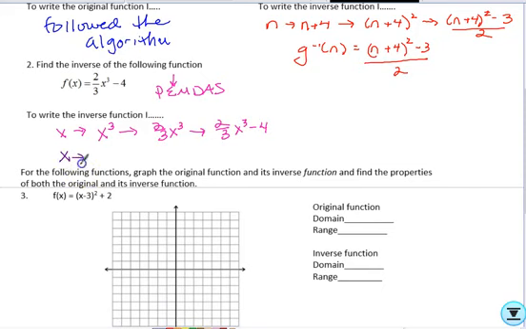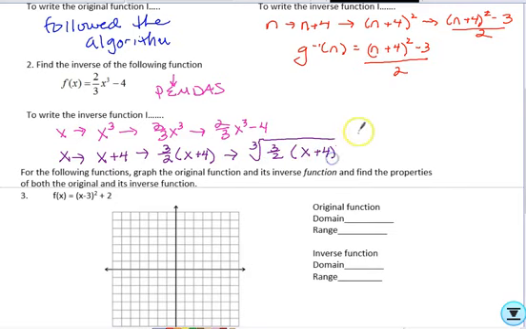So my inverse, to undo subtract 4, I add 4. I'm not going to divide by 2/3. We are not going to divide by a fraction. To undo multiply by a fraction, we multiply by the reciprocal. And then cube root. So the cube root of 3/2 times x plus 4. f inverse of x as a function is the cube root of 3/2 times x plus 4.